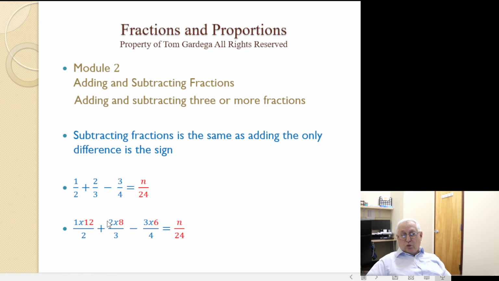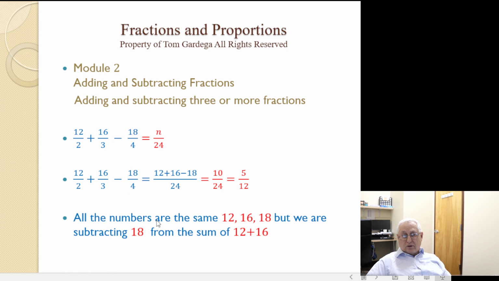So we have 1 times 12, 2 times 8, 3 times 6. We have 12. We put it over here. Watch, it's a plus sign, so we put a plus. 16, put it over here, but we have a minus sign here, so we put a minus. And then we add this all up. 12 plus 16 equals 28, minus 18 equals 10 over 24. The answer is 5/12. There's our least common denominator, even though we didn't notice it before.